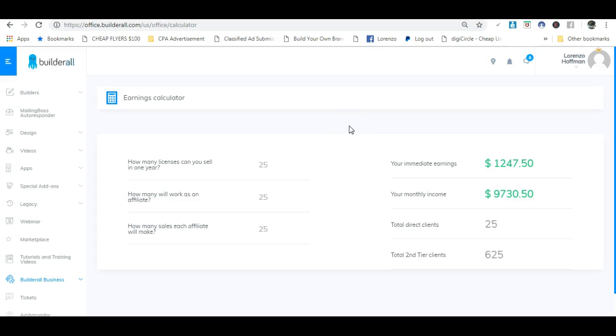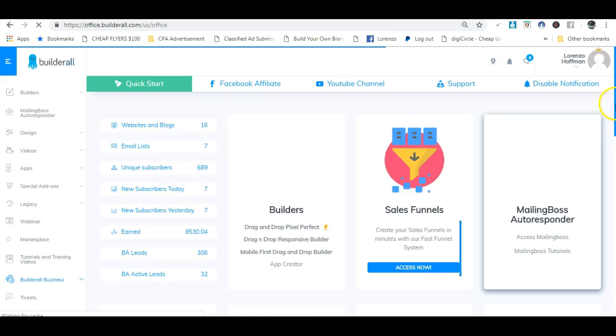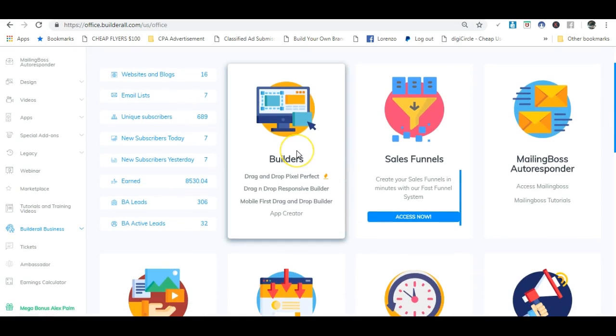This is the big number. This platform right here, let me go to BuilderAll. You guys see that income, $10,000 a month with only 25 business partners. If you cannot build websites, professional websites, if you don't have a professional website, guess what? You need BuilderAll because you need upgrading. People buy upgrades, not downgrades.